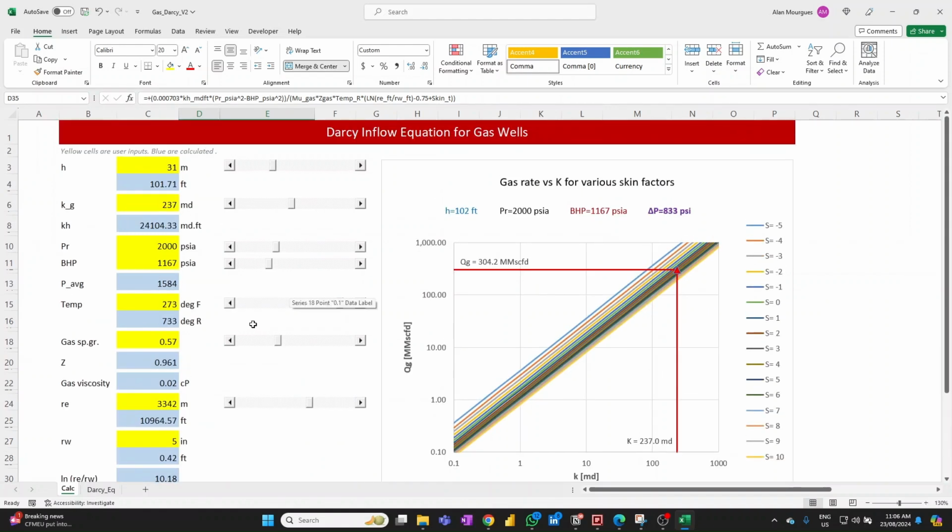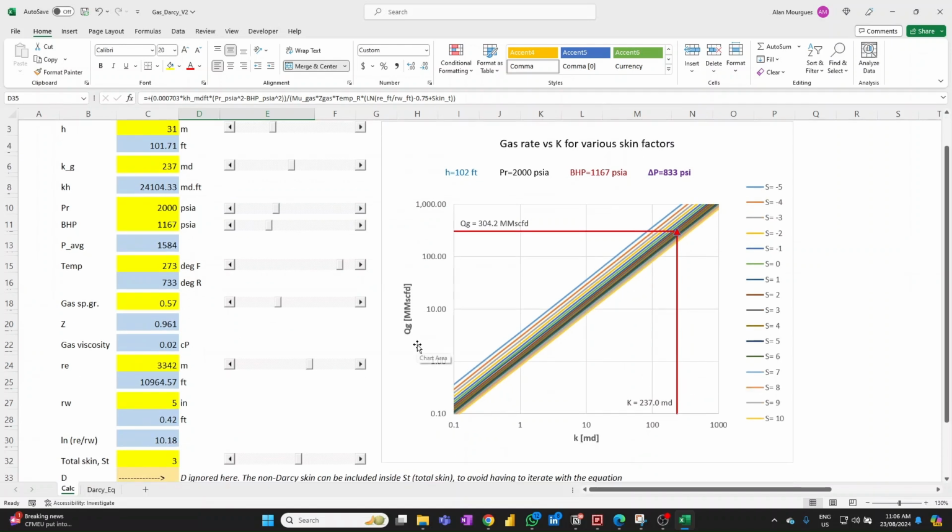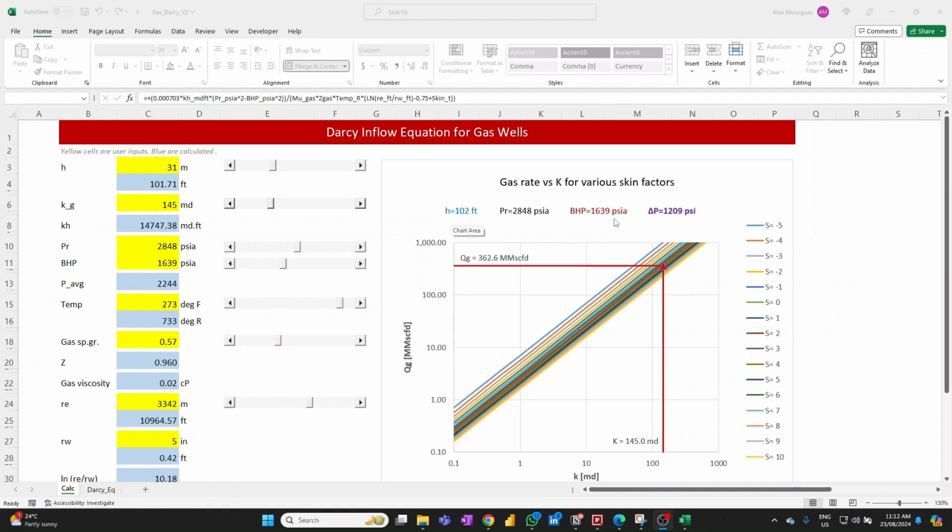Now, the other thing you see here is this graph. In this graph, what I've done is I've plotted the gas rate as a function of permeability for a wide range of skin values. For a set of parameters, H, PR, BHP, delta P is just the difference between those two. We have a set of curves, and each curve is showing the relationship between the gas rate and permeability for a skin value. So you have a range of skins here.